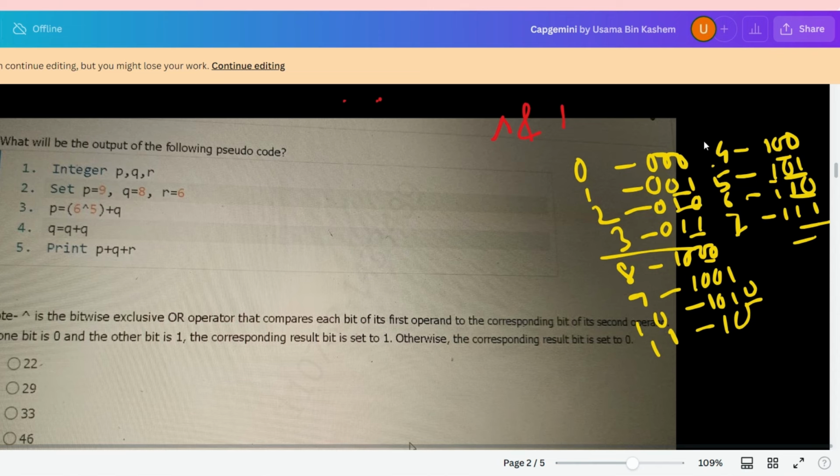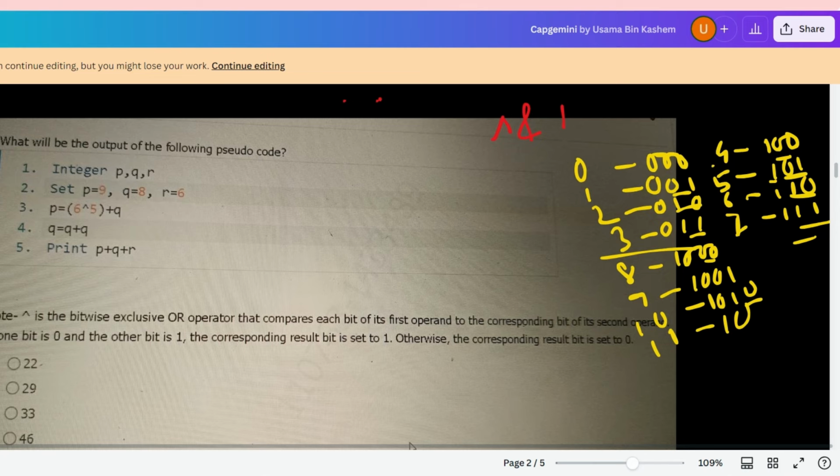Sorry guys, my network connection. Let me just make it stabilized. So for 10 this is 1010, and for 11 this is 1011. Still the pen is not coming, so just wait.